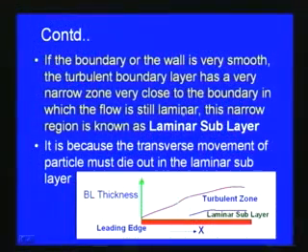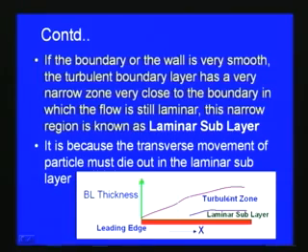Now, as I mentioned, the boundary layer formation, its stability and its development depend upon whether the surface over which the flow takes place is smooth or rough. If the wall is very smooth, the turbulent boundary layer has a very narrow zone very close to the boundary. So when the surface is very smooth, we will have a very narrow zone very close to the boundary in which the flow is still laminar. This narrow region is known as the laminar sublayer.